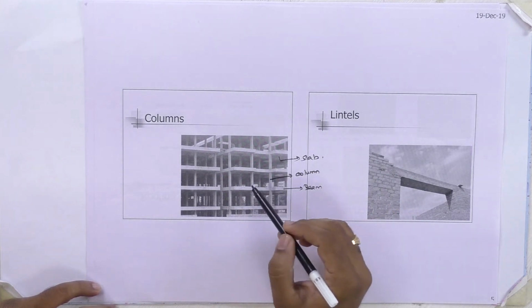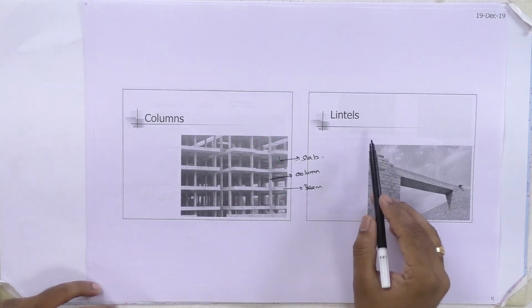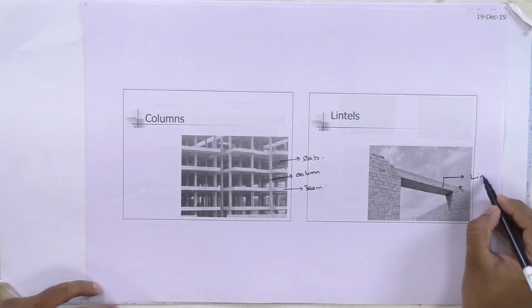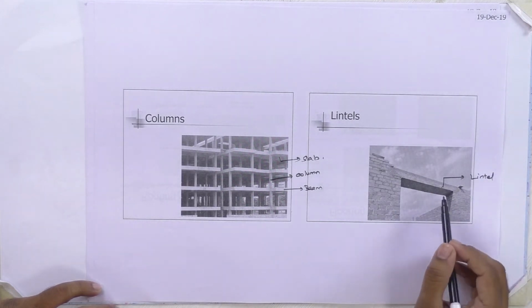So this one is a framed structure, and the next parameter is the lintel. This one is a lintel, which is constructed above the doors or windows. And here, the first thing we are going to discuss is that there are two types of building. One is the framed structure and the other is the load bearing structure. In a framed structure, the load transfer mechanism is from slab to beam to column and then to foundation. And for a load bearing structure, the load from the slab is directly transferred to the wall and the wall to the foundation.